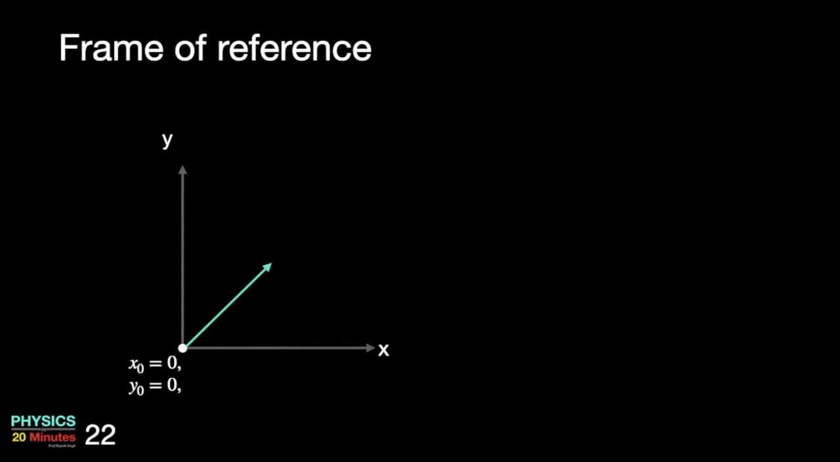Now you impart a velocity to the projectile. The initial velocity vector can be given as vector v0. Its magnitude can be written as v0. And the angle it makes with the x-axis, which is also called the projectile angle, is alpha 0.